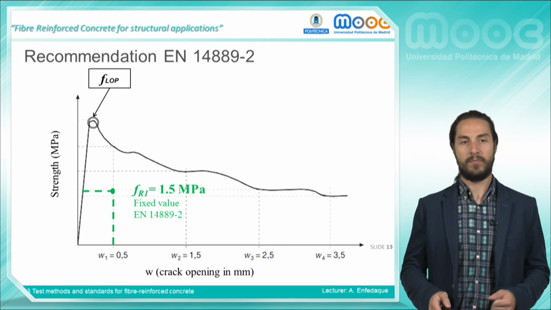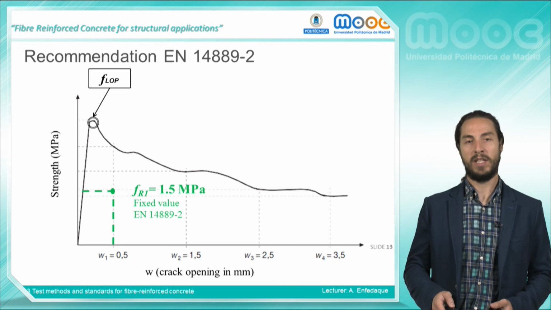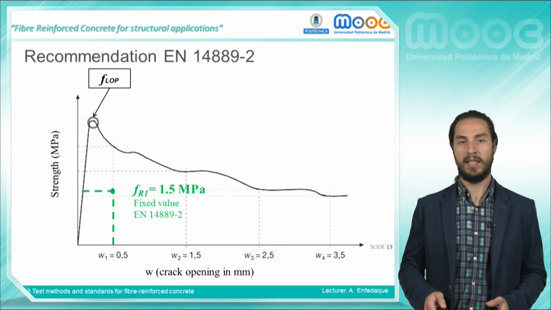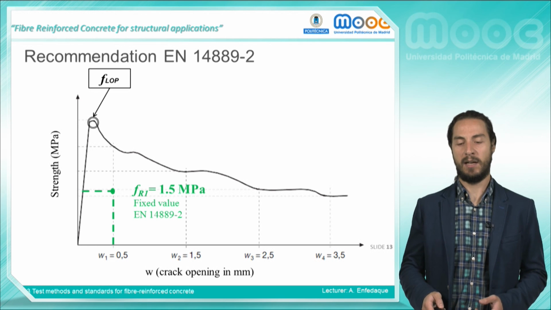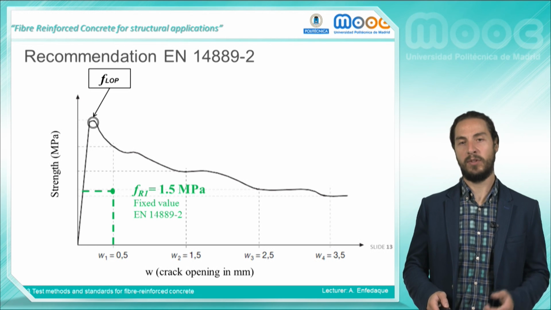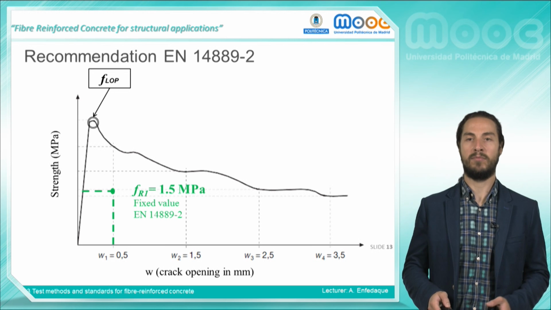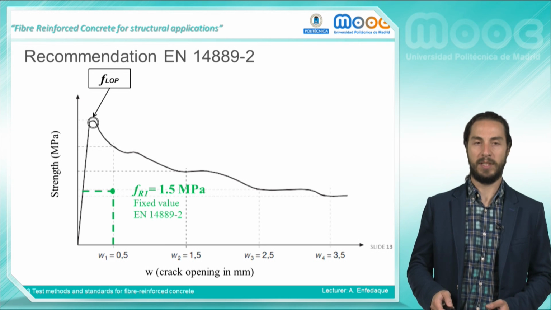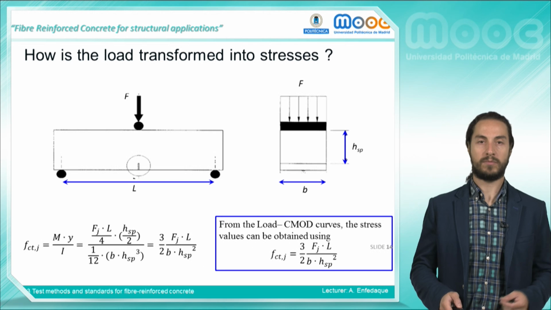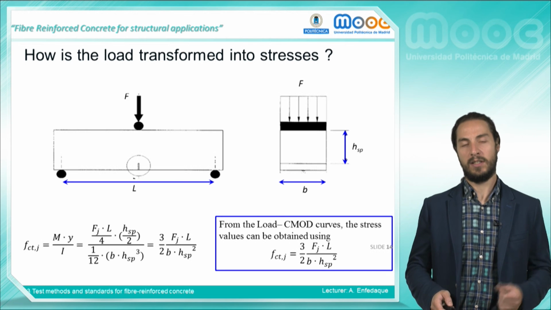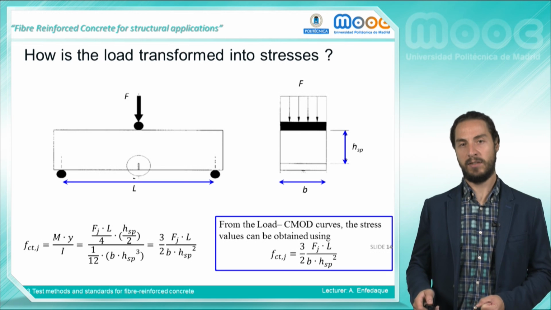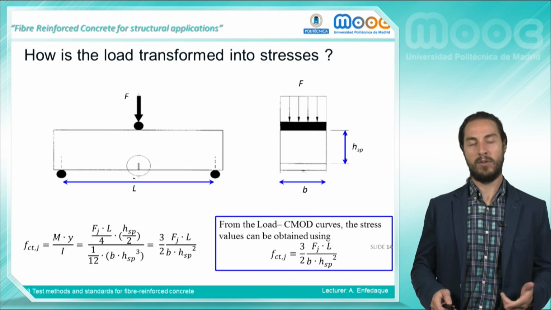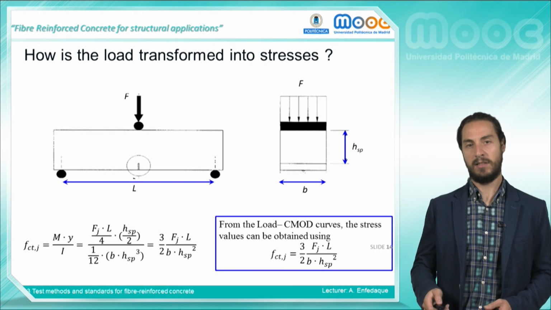In the case of other regulations, such as the EN 14889, this regulation establishes a minimum stress of 1.5 megapascals at 0.5 millimeters of crack opening. In order to change the loads into the strengths, the formula that can be seen in the slide should be used.